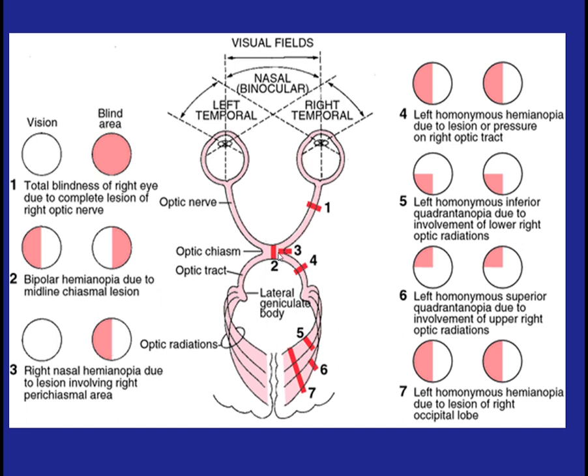In this case, the uncrossed, lateral part of the chiasm is affected by an aneurysm, for example. Going to the eyeball, to the retina, this half, and then to the visual field, the inner, nasal part of the visual field is affected. In this case, right nasal hemianopia due to a lesion involving the right perichiasmal area.